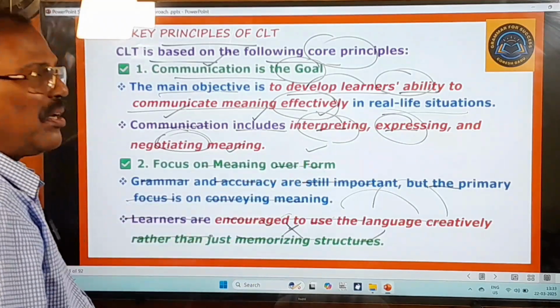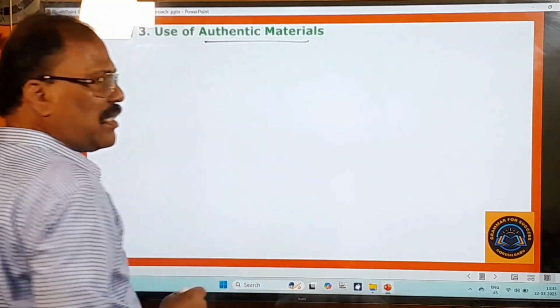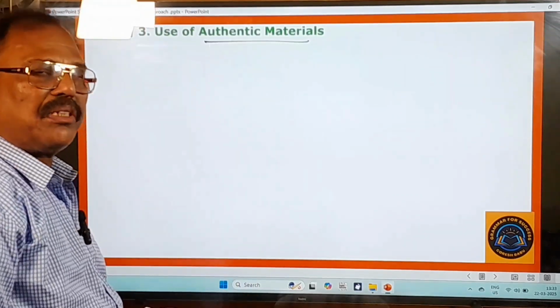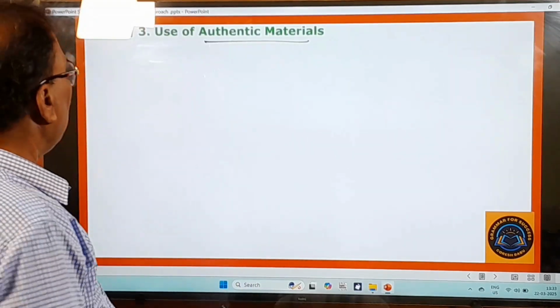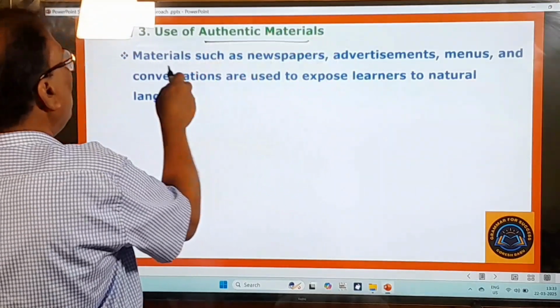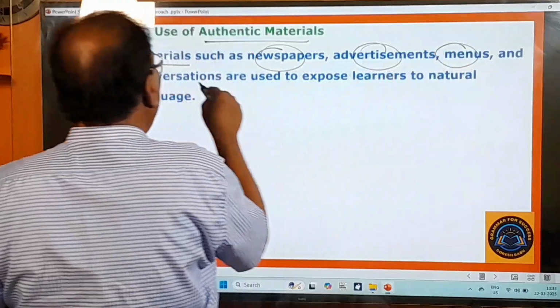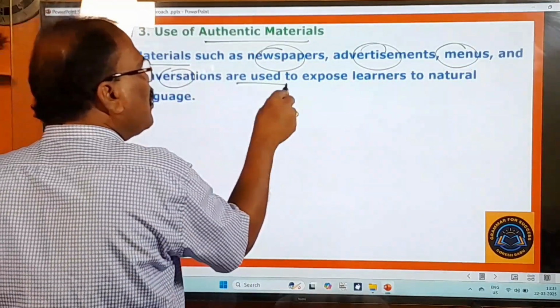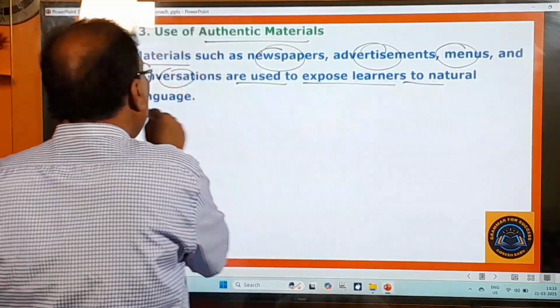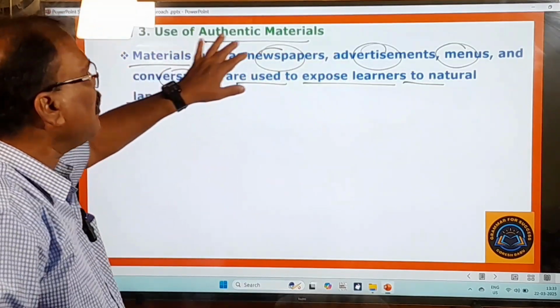Now you move on to learn other important things. Use of authentic materials. So this is yet another important feature of this CLT. In this CLT, authentic materials are used. Materials such as newspapers, advertisements, menus, conversations are used to expose learners to natural language. So all these things are called authentic materials.